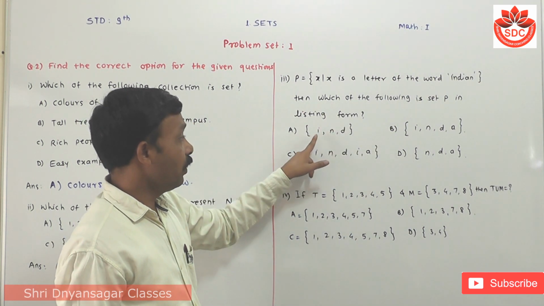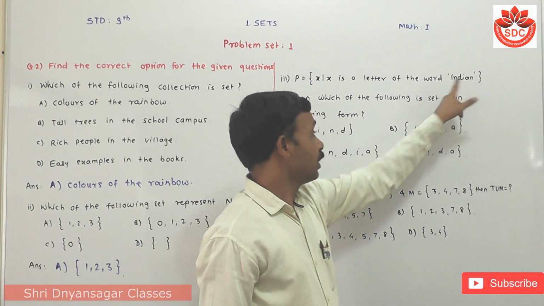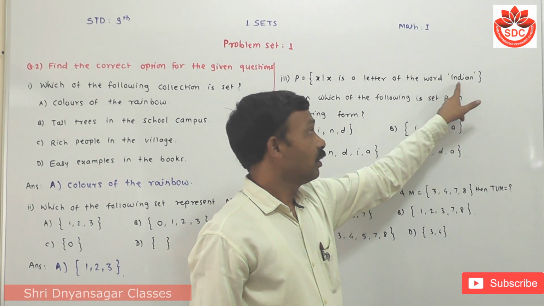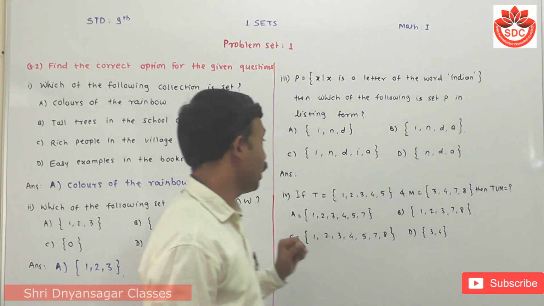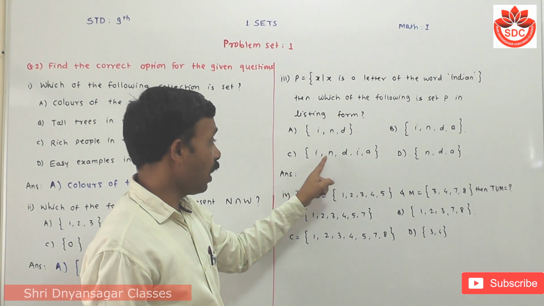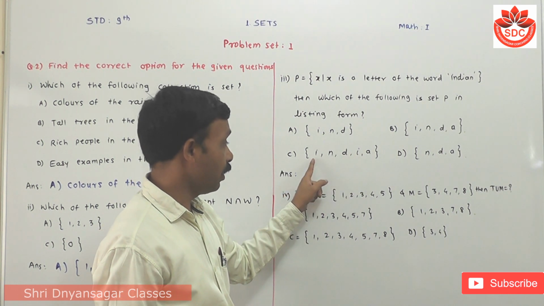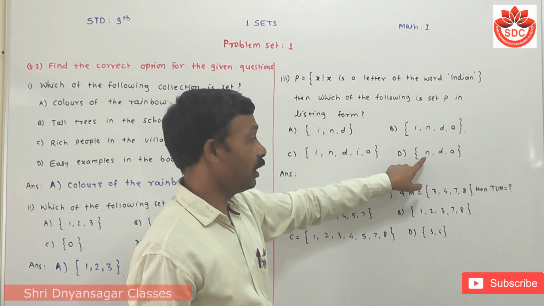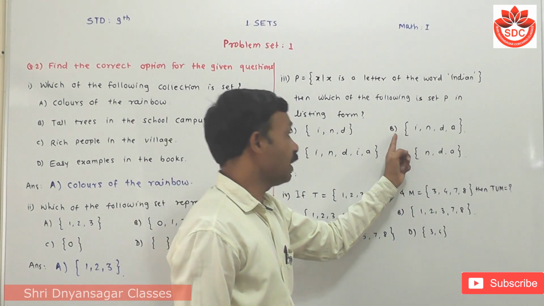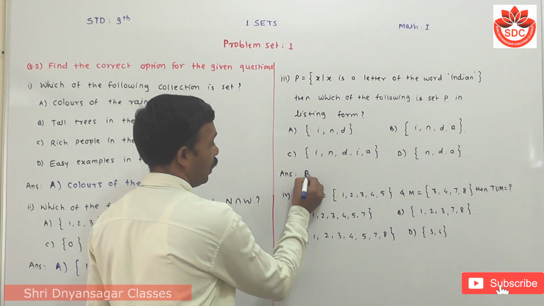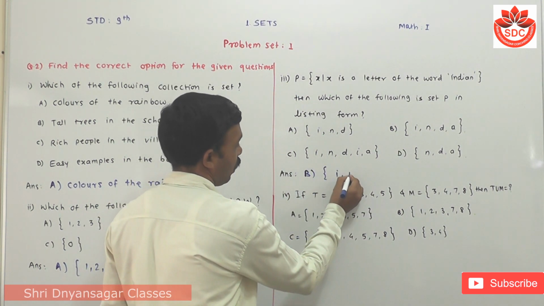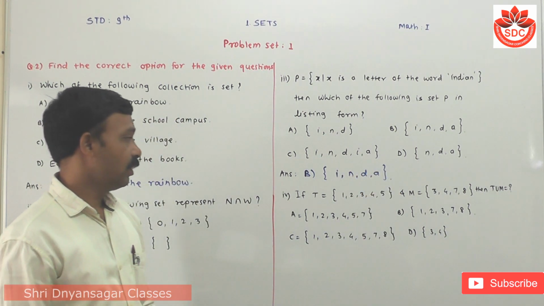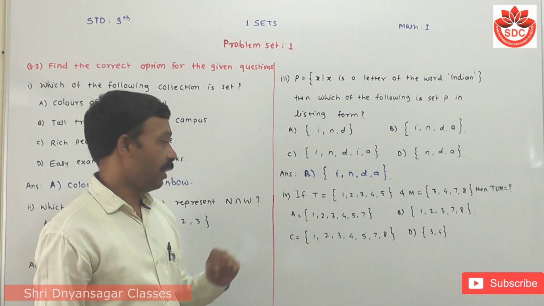Okay, Indian. Now here I, N, D. A is remaining here, so this is not the answer. I, N, D and A: here all are taken one time, so this is also an answer. Now look here, I, N, D, I, A. Here I is repeated, so this is not the answer. And N, D, A means I is remaining, so this is also not the answer. So the correct answer is B. So B, here is I, N, D, A. This is the set of letters from the word Indian.